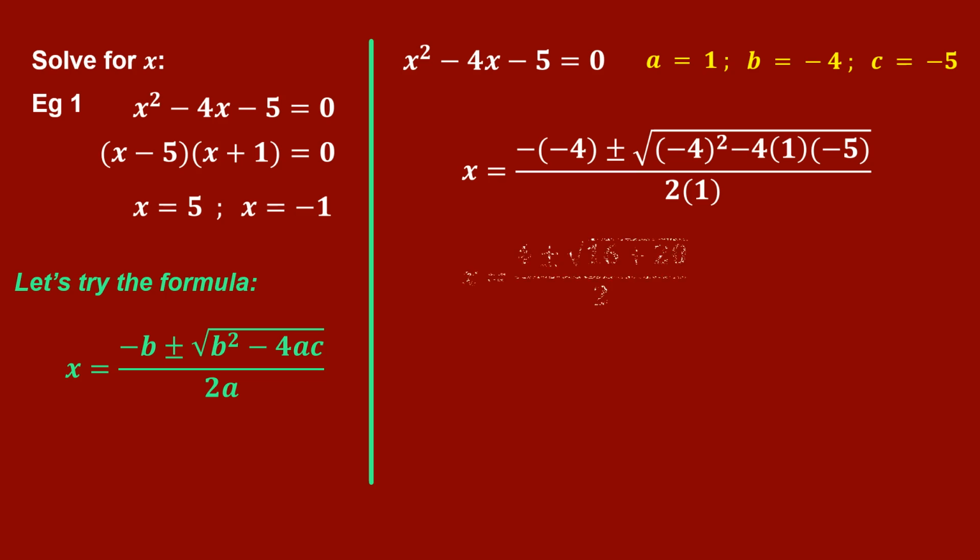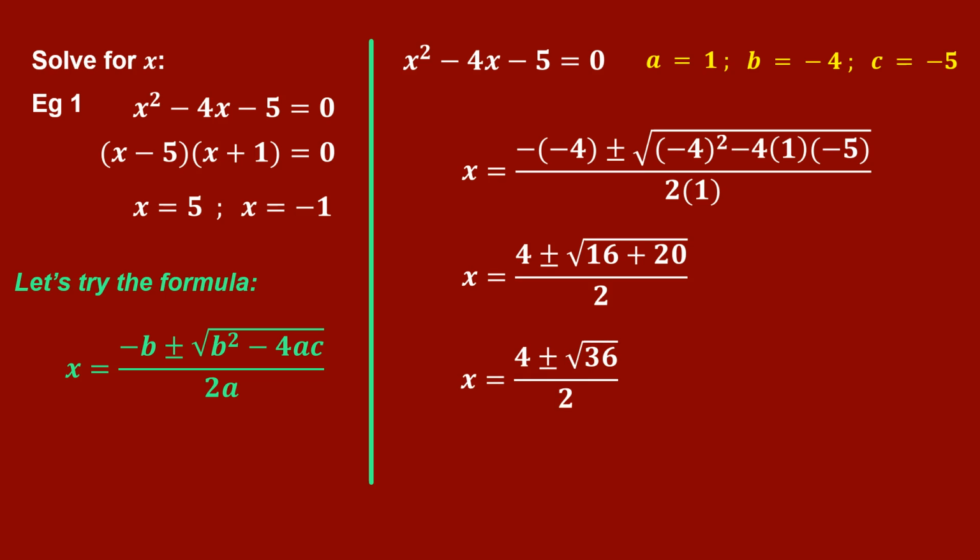So minus minus 4 gives me plus 4. Minus 4 squared is 16. Remember, you are squaring the negative as well. And then minus 4 times 1 times minus 5 is 20. So 16 plus 20 will give me 36.